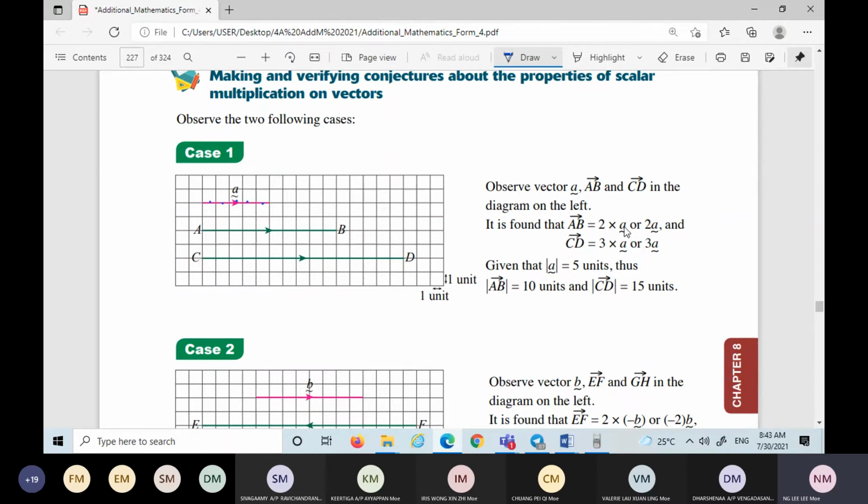Okay, so this is double. You can write 2 times vector A as 2A. This is triple of A, so you can write 3A. The magnitude for A is 5 units. Therefore, the magnitude for AB is 10 units and CD is 15 units.